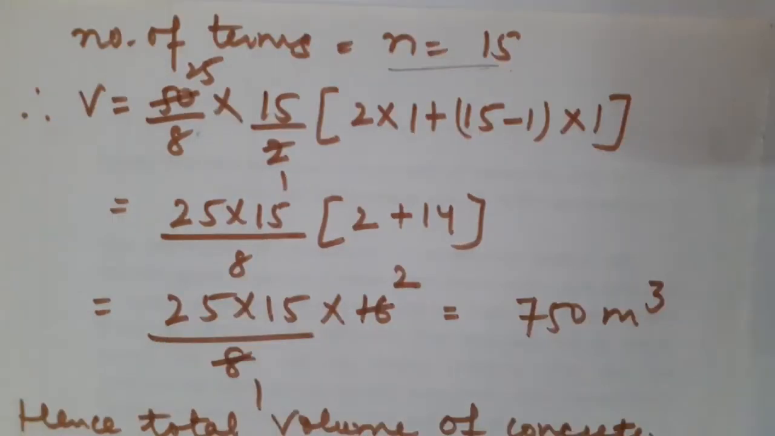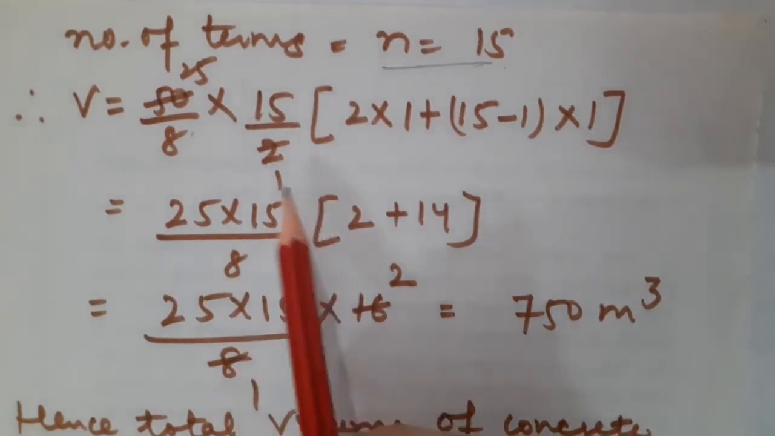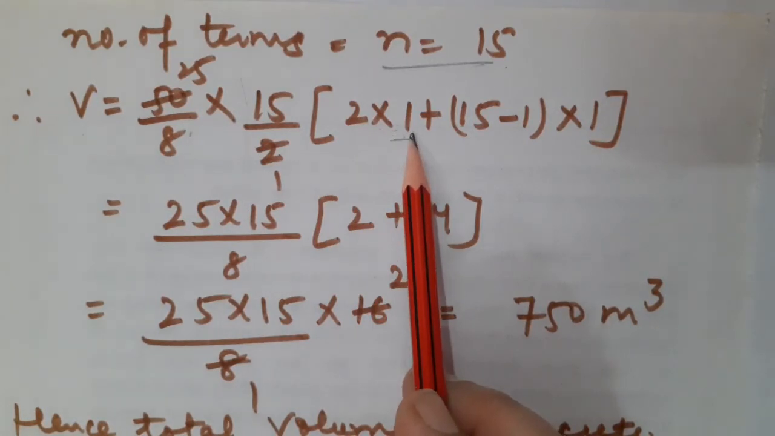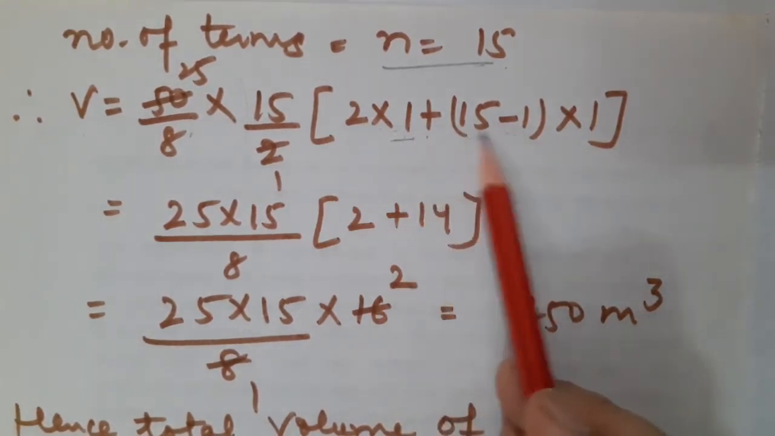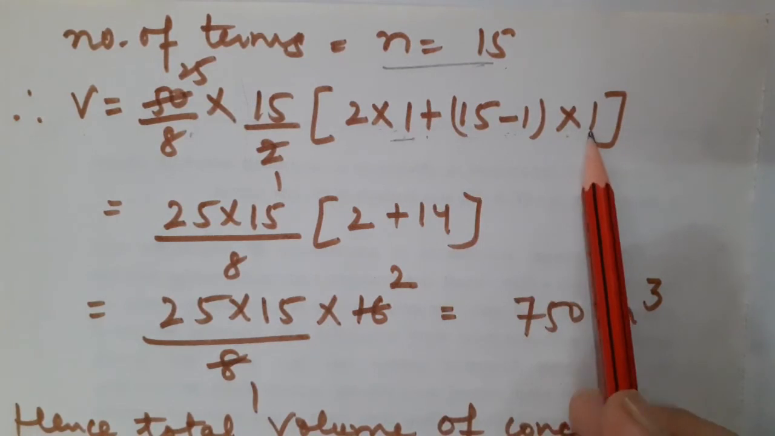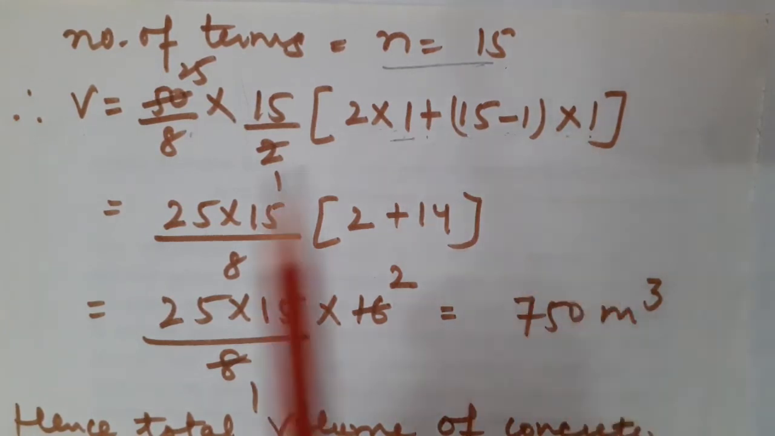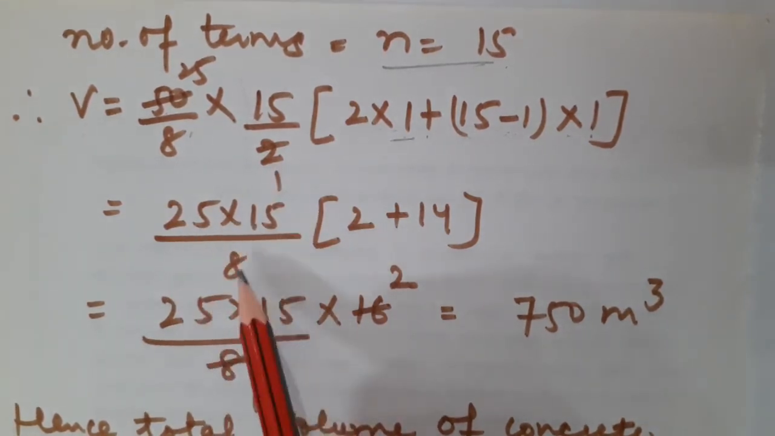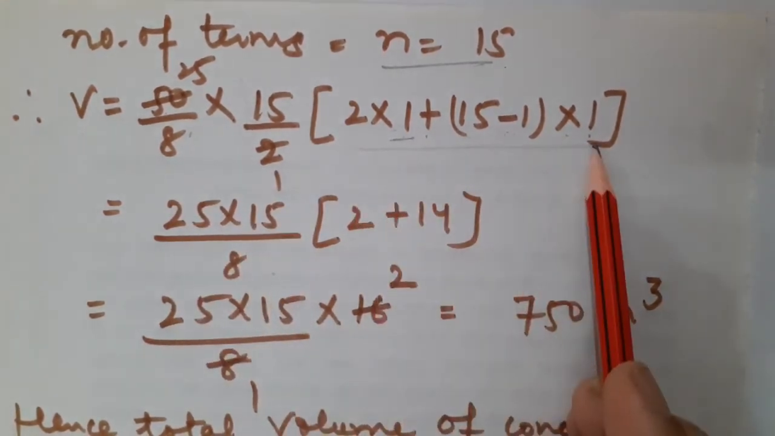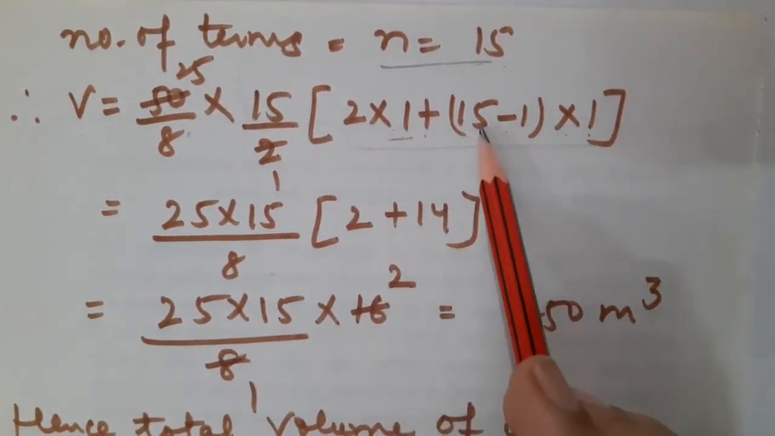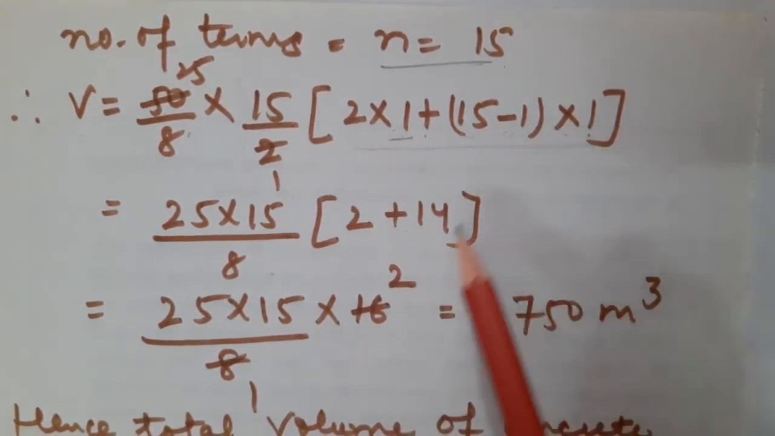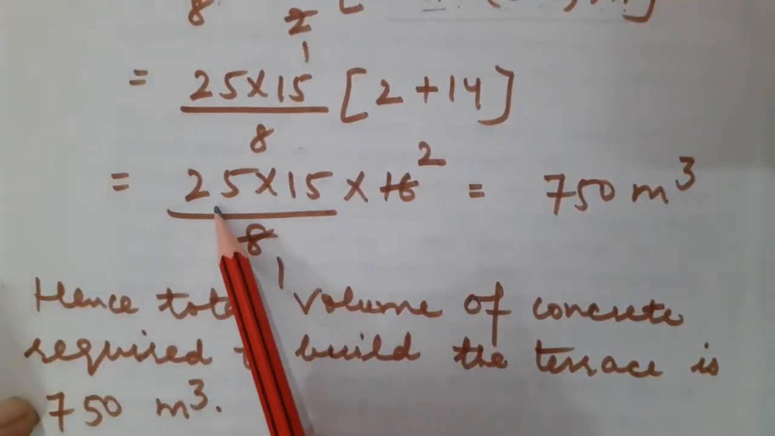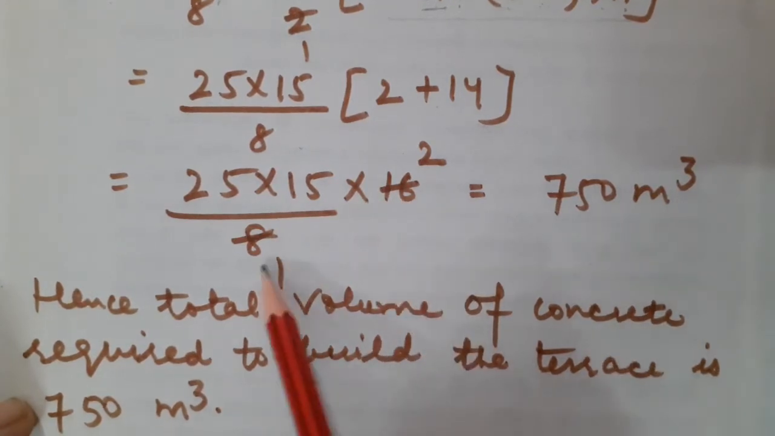Correct, students? So it would be n by 2, that means 15 by 2 into what is a? a is 1, so 2a plus 15 minus 1, that is n minus 1, into what is d? d is the common difference, that is 1. Correct? So now cancel this 50 by 2, you will be getting 25 into 15 upon 8. Let us simplify the bracket. 2 ones are 2 plus 15 minus 1, that is 14, into 1, you will be getting 14.